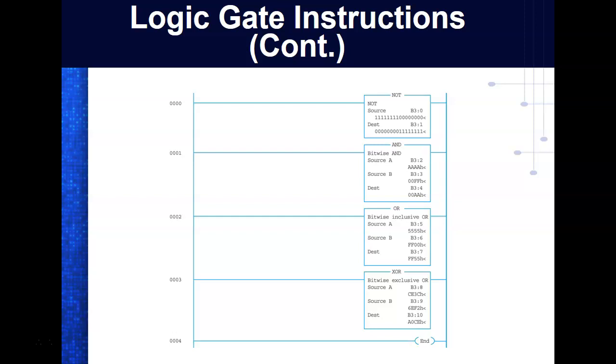Source A can do immediate, but source B can't be because we don't have a source B on the NOT. So this is going to take whatever's at B30, it's going to NOT it with what we have there, and then it's going to give us an answer. Because you're inverting just one thing, not two things, that makes sense.